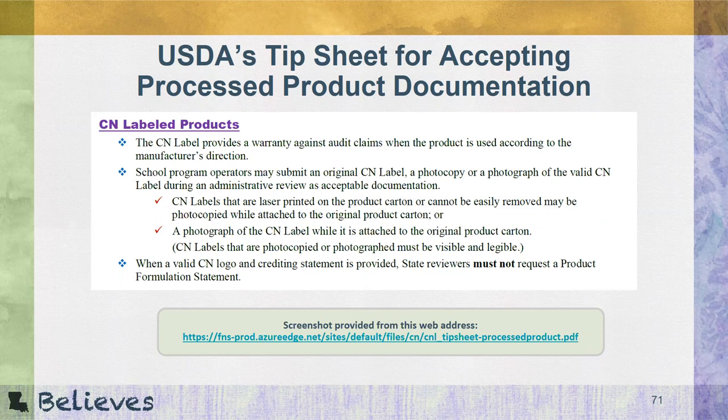So basically what we're saying here is if you have a valid CN label, you have provided your information that is required for that crediting.